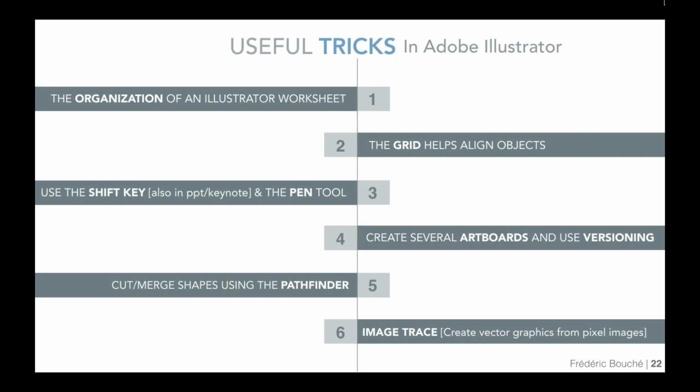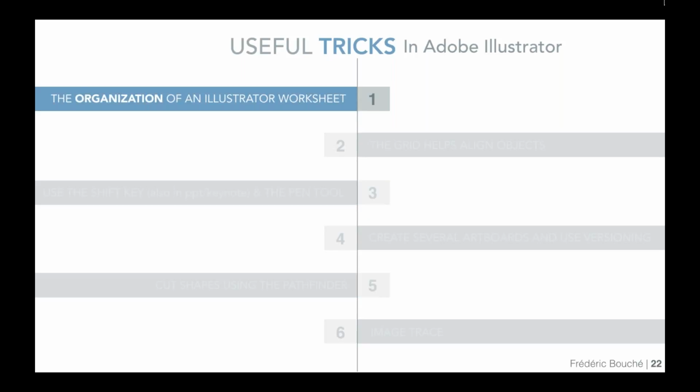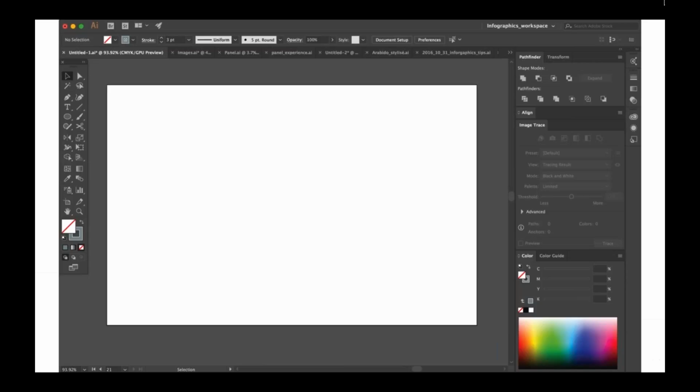I will also speak a bit about versioning. So this is one of my main advice: create versions all the time of your work. Then I will speak a bit about the Pathfinder, which is very, very useful to cut shapes and merge them together. So if you have two circles, you can merge this circle or cut them. I will show that just in a minute. And you also have image tracing. This is what I spoke to you about a bit before, which is the creation of vector graphics out of pixel images. So let's start with the typical organization of an Illustrator worksheet.